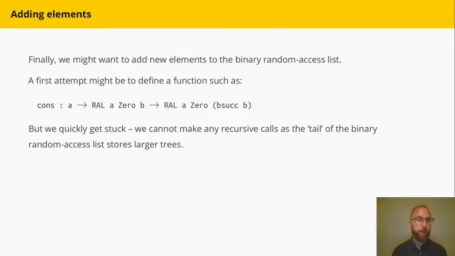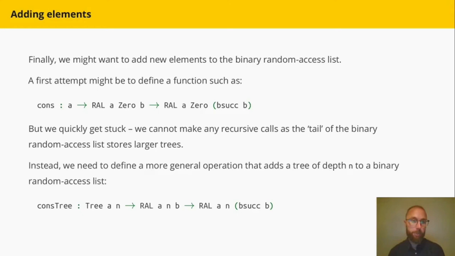So the solution is to define a more general operation, a cons tree operation, which adds a tree of depth n to a random access list, starting with n, and then increments the number of elements stored. And then we have the degenerate case, where n equals 0, which corresponds to the cons operation that we have up there. If you want to know a little bit more about that, the details are in the paper, but the cons tree operation closely mimics the successor operation on binary numbers.